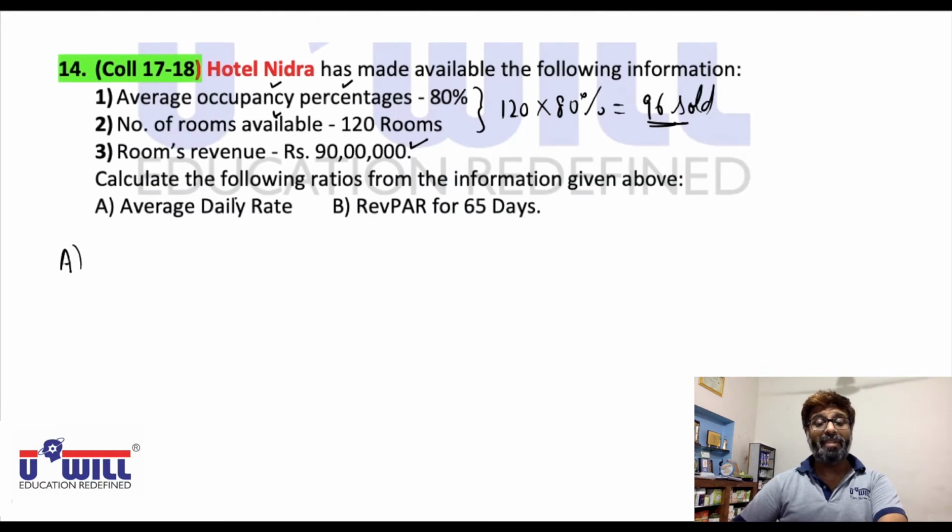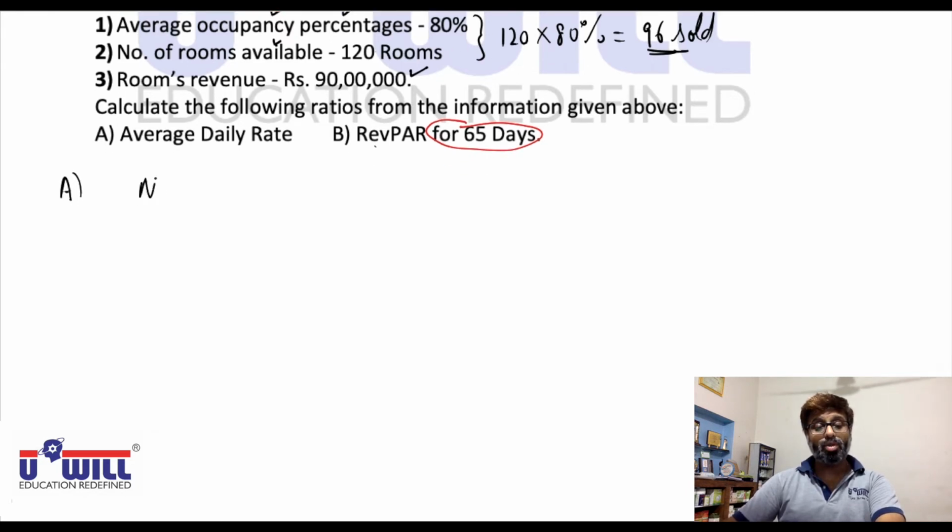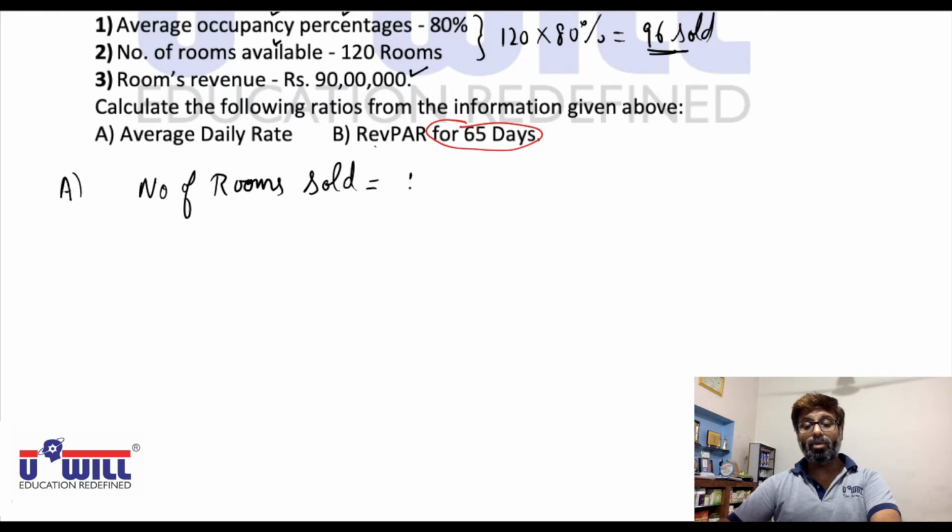So before you find average daily rate, first we have to find number of rooms sold and then we can find average daily rate. Okay. Further, in the second question, revenue per available room is asked for 65 days, means this all information is of 65 days. So first let us find number of rooms sold before we find average daily rate. Number of rooms sold are 120 rooms into 80% are occupied into 65 days. Everything you have to calculate for 65 days.